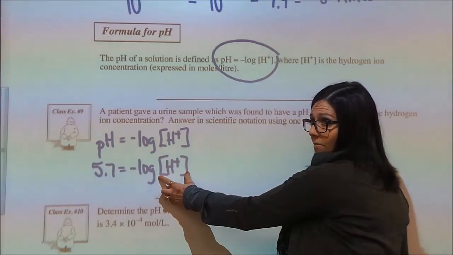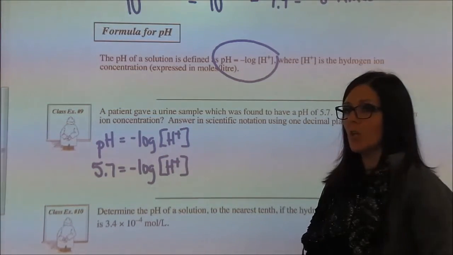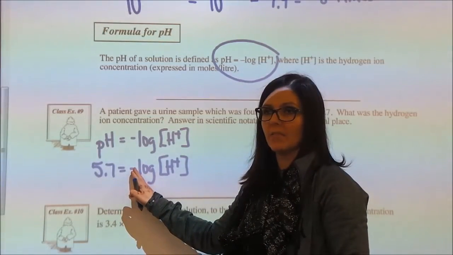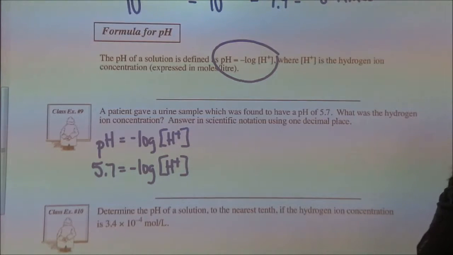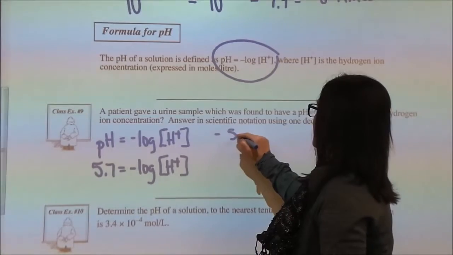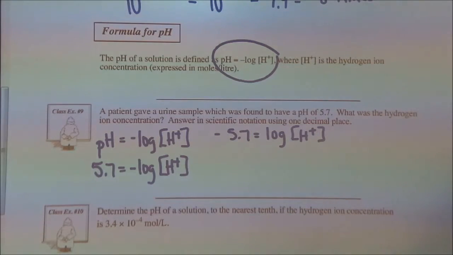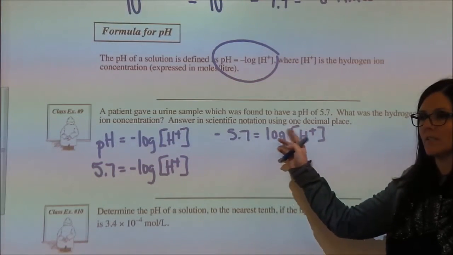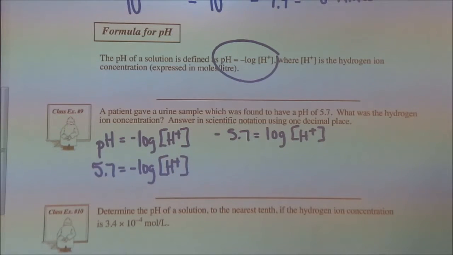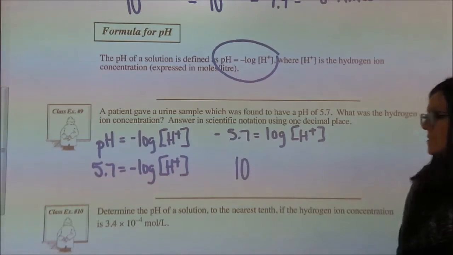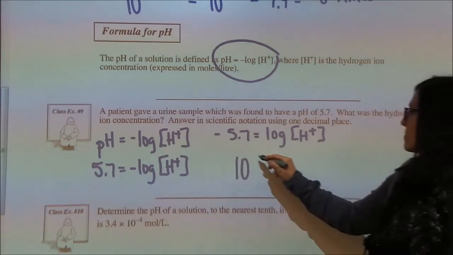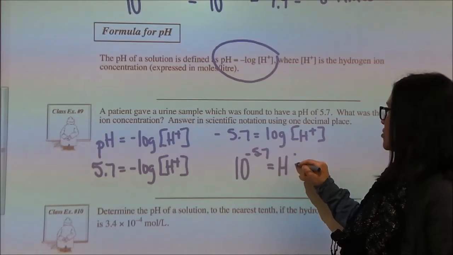I want to get this by itself. So I'm going to need to separate it from the log at some point, but before I do that, I need to deal with the negative. How do I deal with the negative? Put it to the other side. So 5.7 equals positive log hydrogen ion. How do I separate the log from the hydrogen ion? Exponential form. So I have a base of 10 to the power of, and that will equal my hydrogen ion.